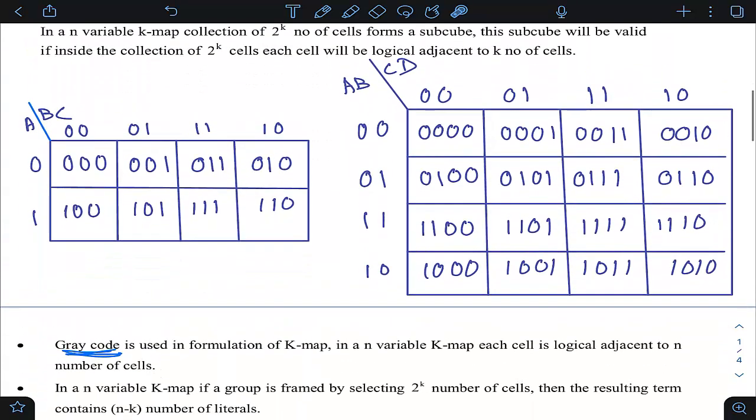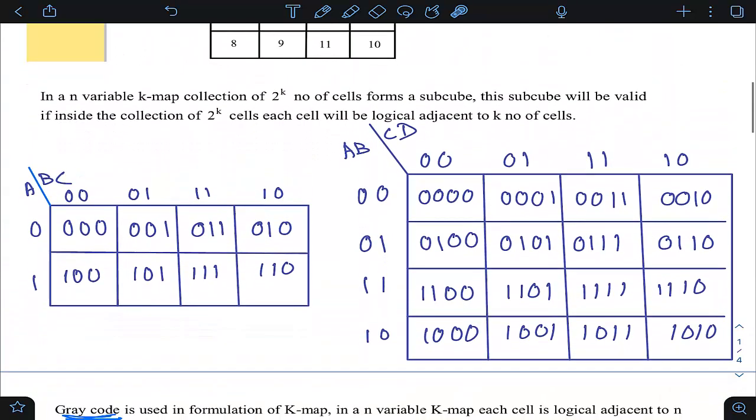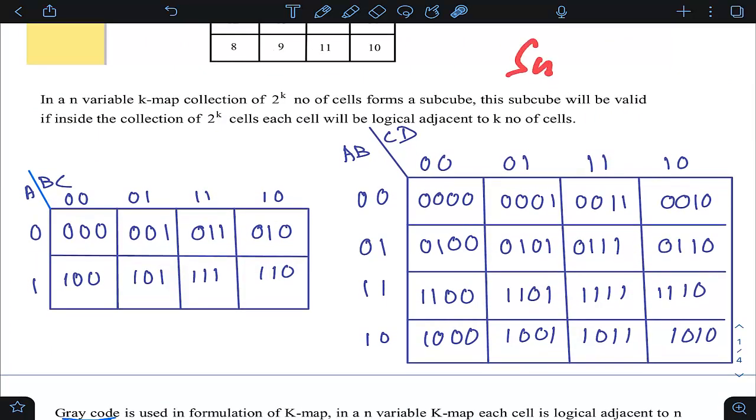All right, now students, we make use of an important concept. There is something known as a subcube. So you need to understand subcube. What is the meaning of subcube? We'll see. Listen here.